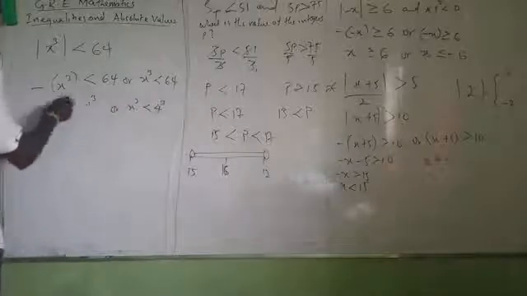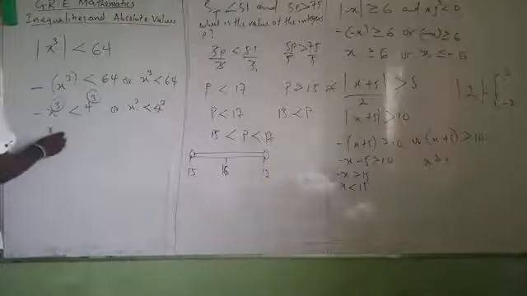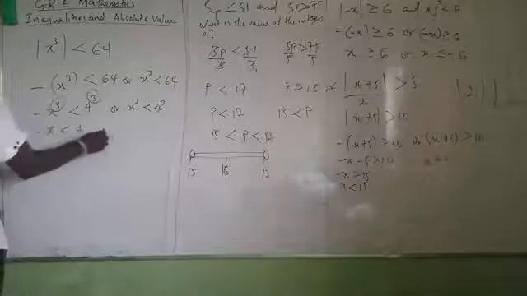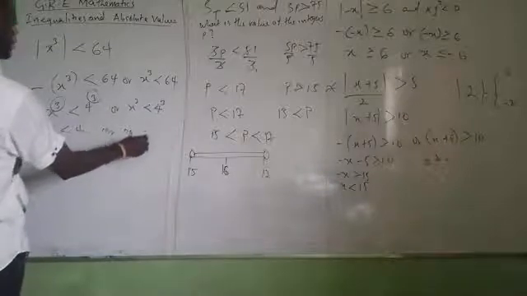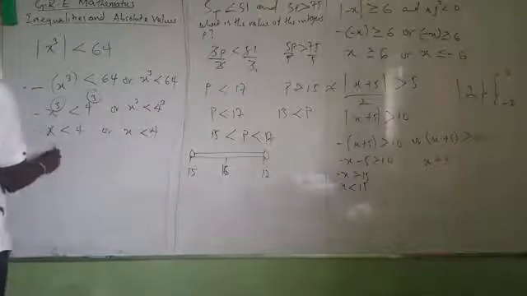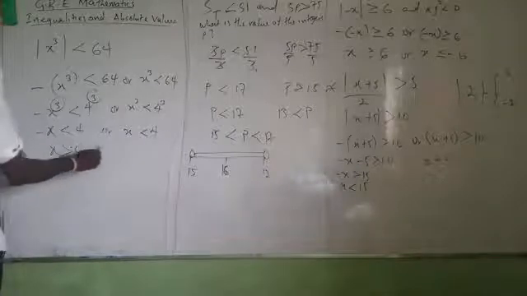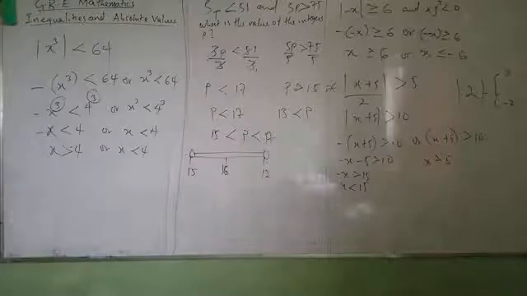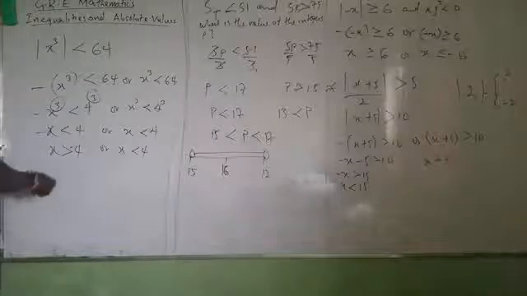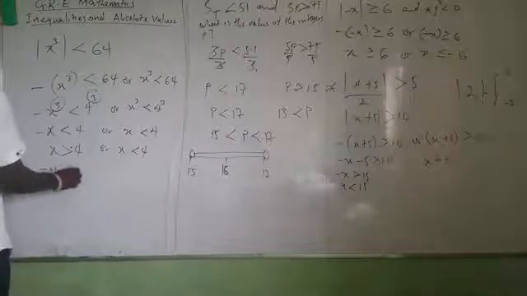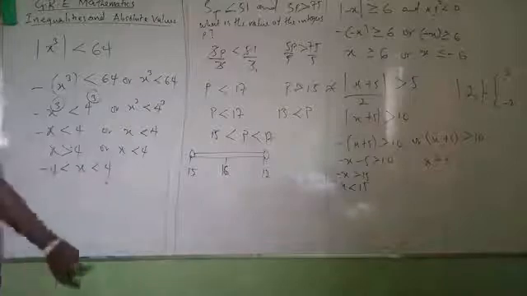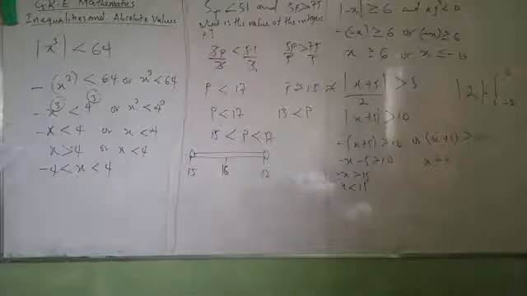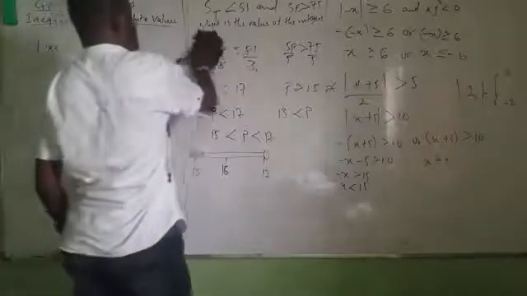Now, since the powers are equal, my x will be 4, or x will be less than 4. It means my x will be greater than minus 4, or x will be less than 4. That is what we are talking about. In presenting this, I can now say that minus 4 less than x, less than 4. That is all about that. I have another problem that really helps us to understand this very well.